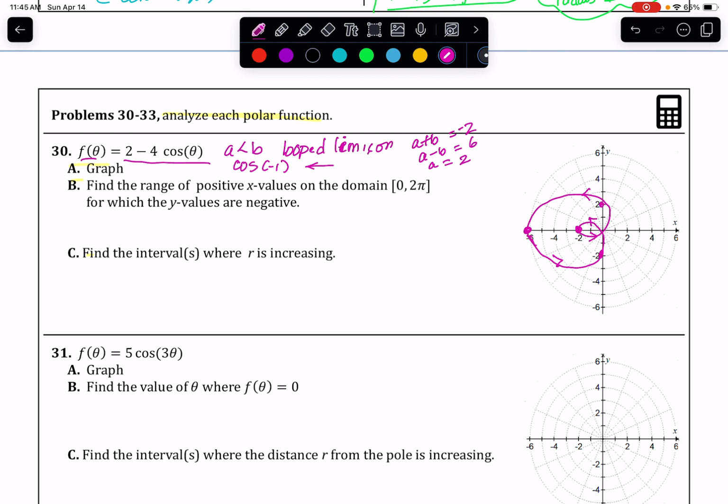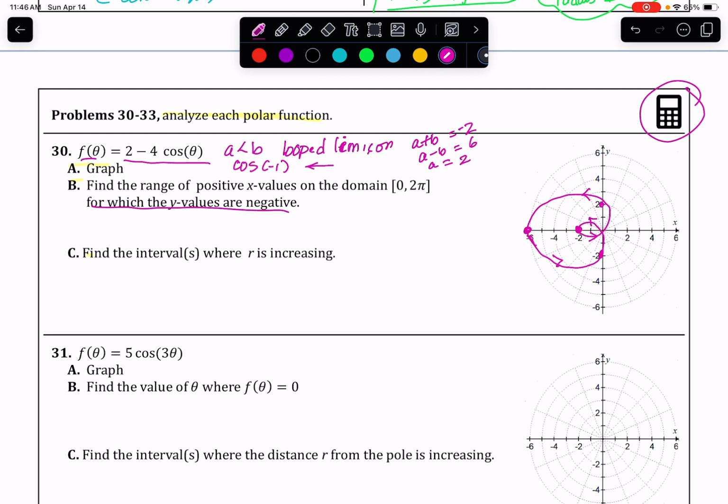Find the range of the positive x values on the domain 0 to 2 pi for which the y values are negative. Okay, so we have to find where the y values are negative. And so the easiest way I know to do that, by the way, this is calculator active, is to solve for our zeros. And I don't need to do that on the calculator. I can do it by hand. It'll give me my trig function answers instead of decimal answers, so I think that's wiser for this. But then I can go look to see which sign is positive, negative.